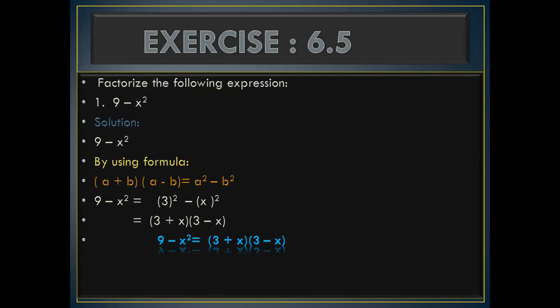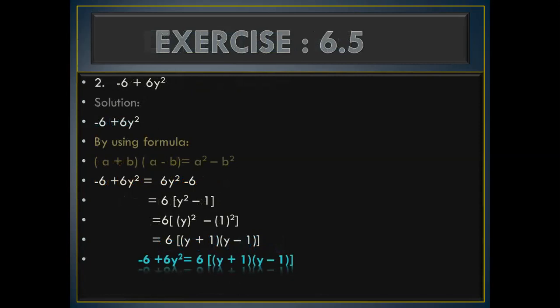The next question. In this question, you see minus 6 plus 6y square is given. Negative sign in the first term and positive sign in the second term. So first we rearrange the terms. Rearrange means first we write 6y square then minus 6. And also you can take the minus sign common. Then your term becomes 1 minus 6y square.